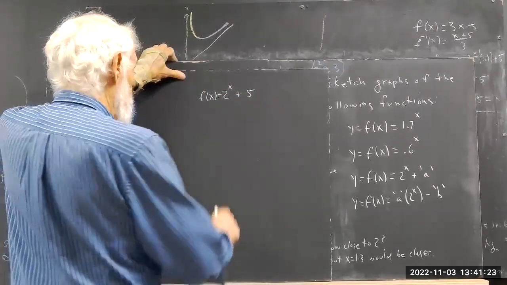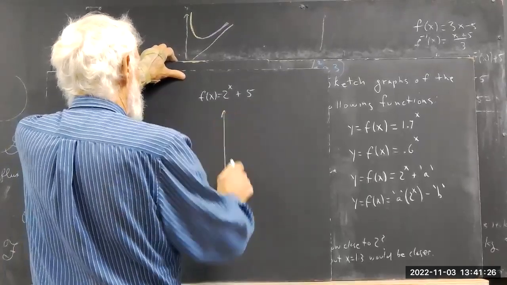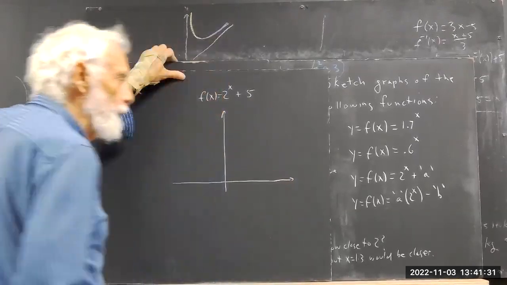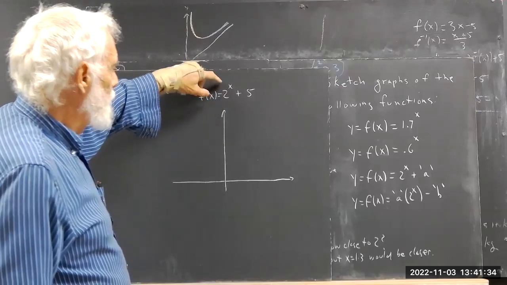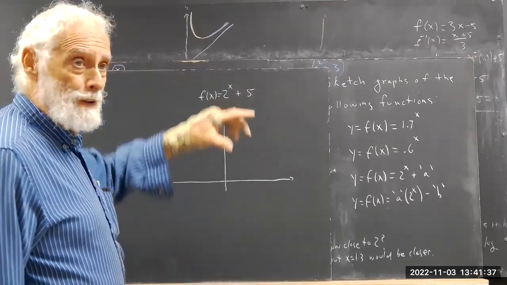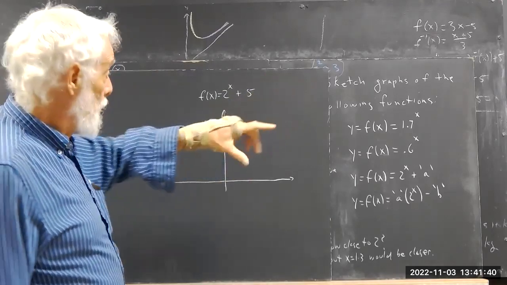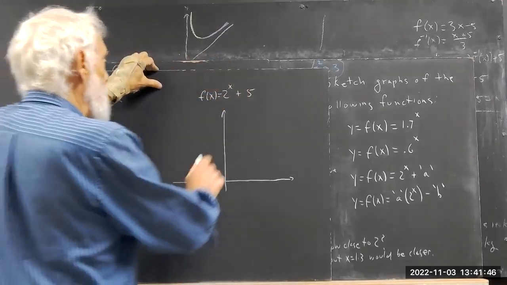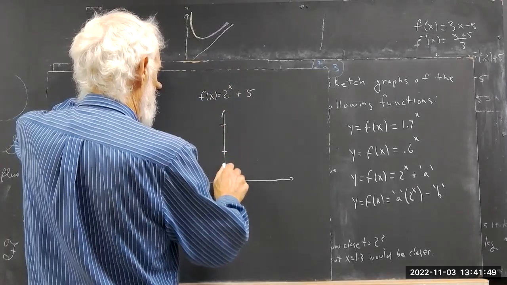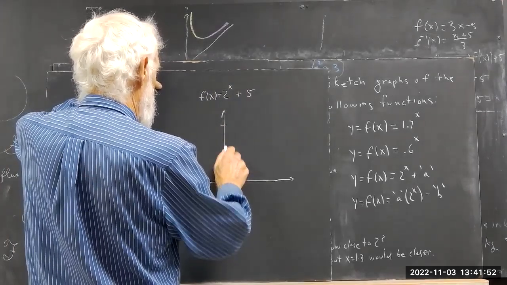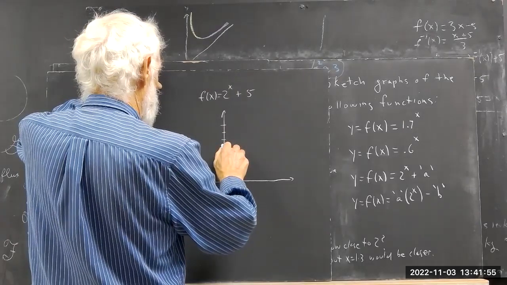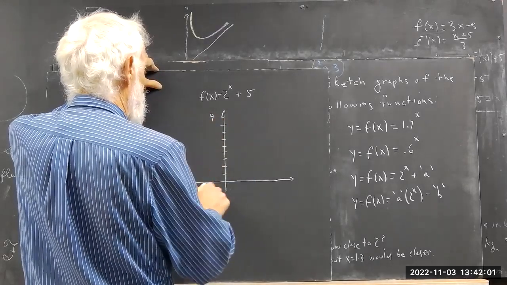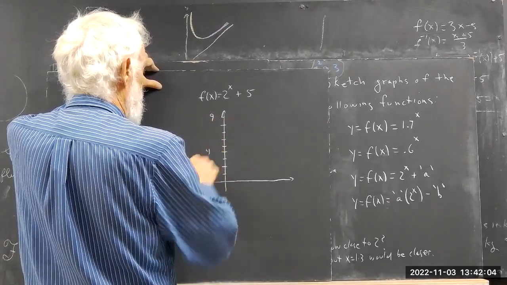That f of x equals 2 to the x plus 5. I say we're going to take our basic graph, and if we use our basic values, the range of 2 to the x is from 0 to 4. So the range of 2 to the x plus 5 will be from 0 to 9. 8's kind of a convenient thing to subdivide. So 9 will be about here. 4 will be about here.